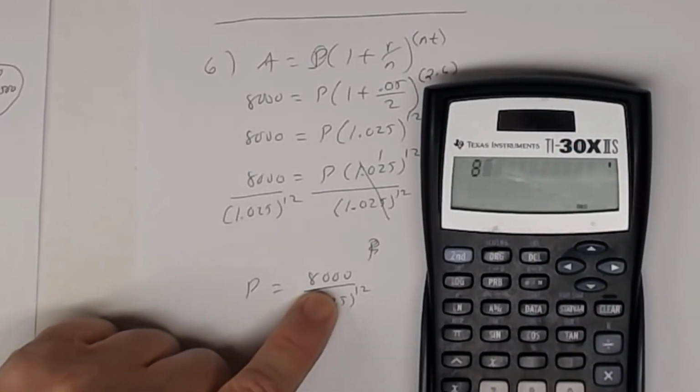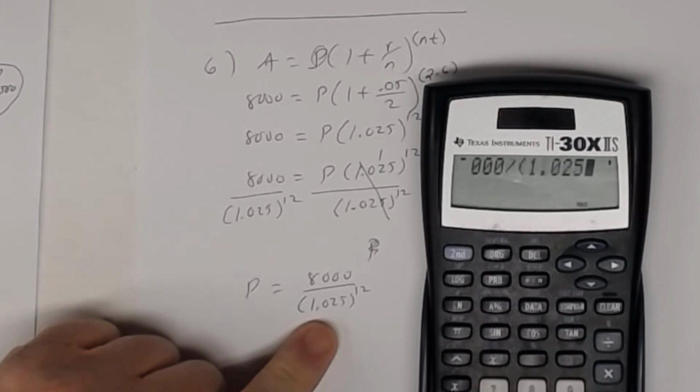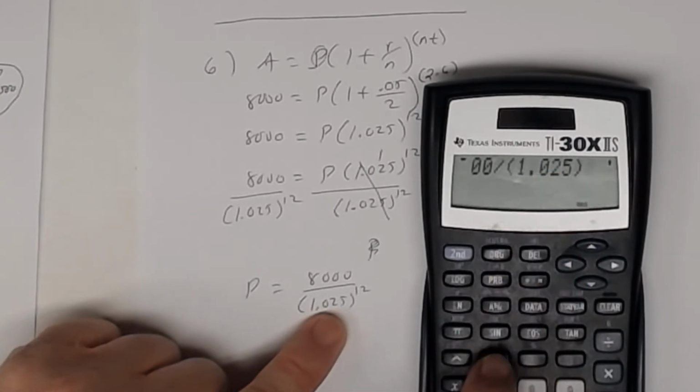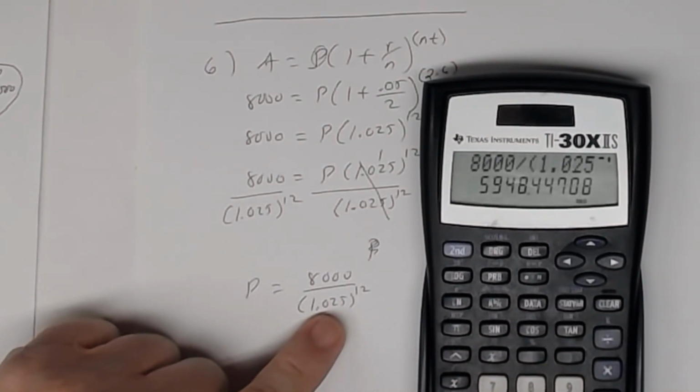So watch how easy it is to put in your calculator. On your calculator, you're going to put 8,000, which is the numerator, divided by, in parentheses, 1.025. Close the parentheses. I'm going to raise this part here to the 12th power. So raise to the 12th power, press equal, and that's what you get.